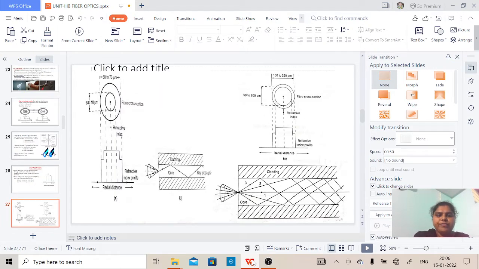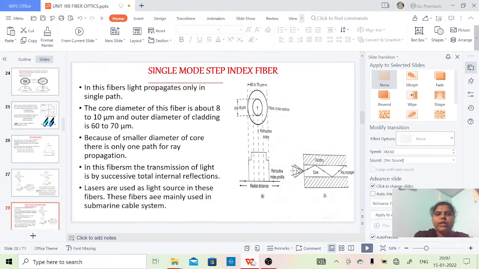So see, single mode means only a single ray can travel through the fiber. Multi-mode, that depends upon the diameter of the core also. If the diameter is large, then more number of waves will propagate through the fiber.